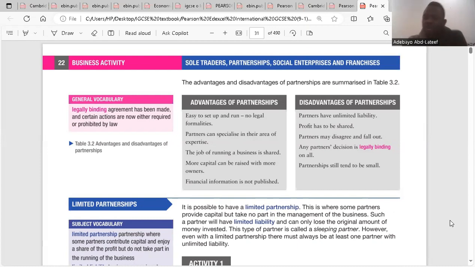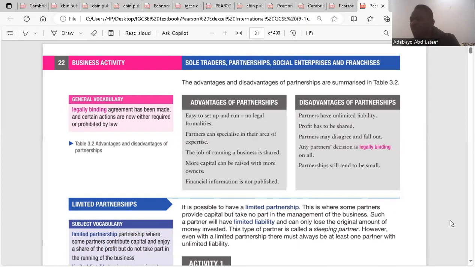So what are the problems of going through partnership? Number one, they have unlimited liability too. So whatever happens to the business can affect the owners of the business, just like sole traders. Second, they have to share profits.